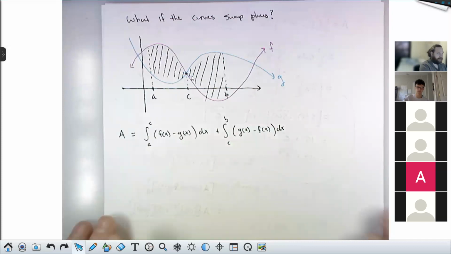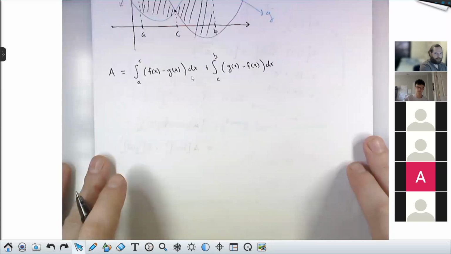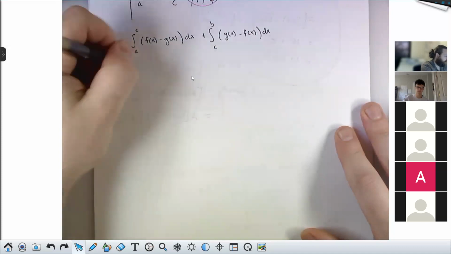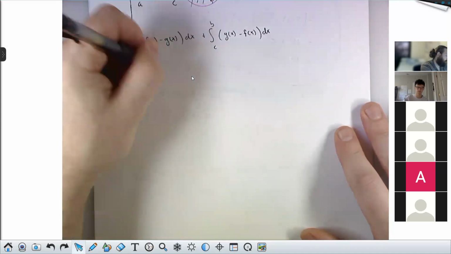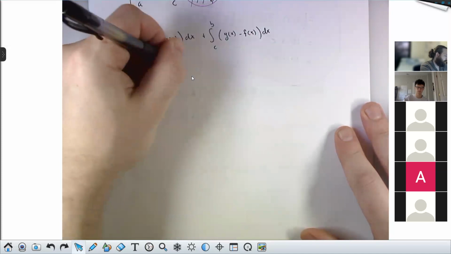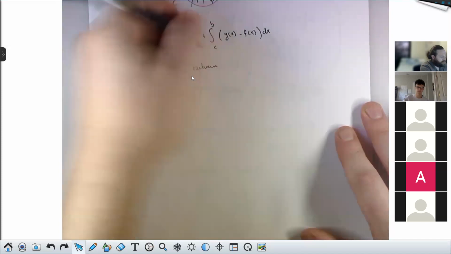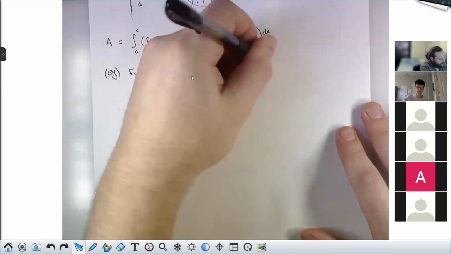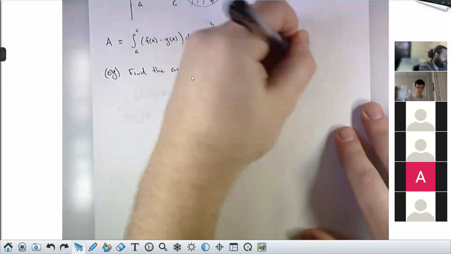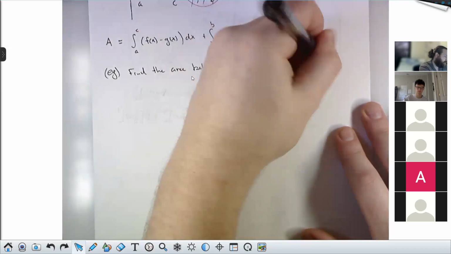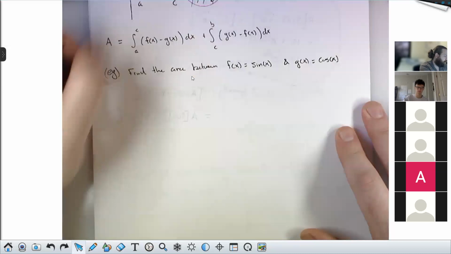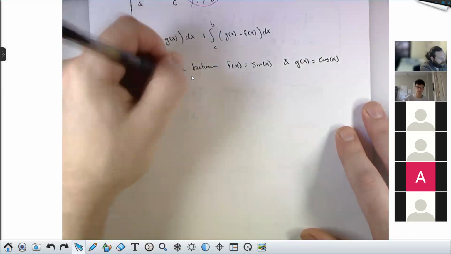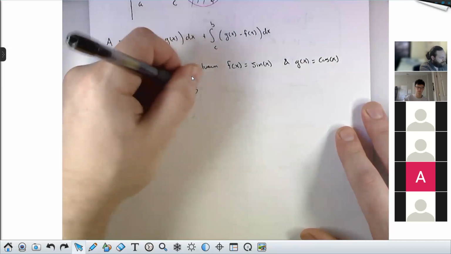And the classic problem here is sines and cosines. So let me do that. Let's find the area between f of x equals sine x and g of x equals cos x. Let's do x equals 0 to x equals pi over 2.